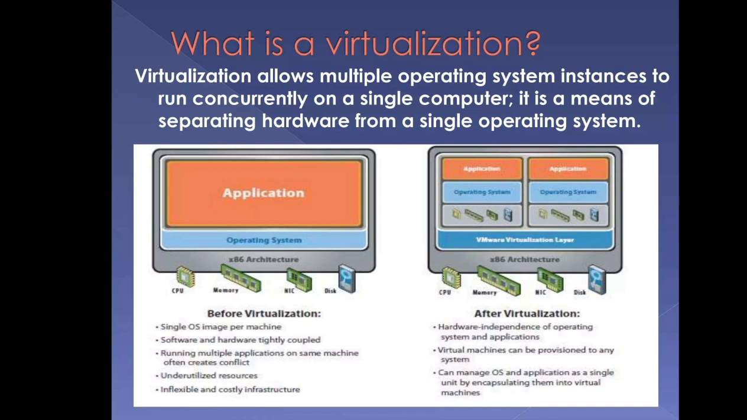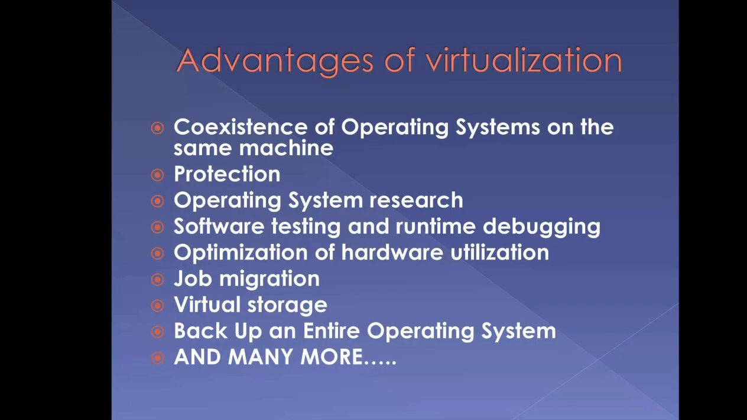But after virtualization, what happens? Hardware independence: operating system and application virtual machines can be provisioned to any system, and you can manage the OS and application as a single unit by encapsulating them into a virtual machine. Advantages of virtualization: coexistence of operating systems on the same machine, protection, operating system research, software testing, runtime debugging, optimization of hardware utilization, job migration, virtual storage, backup of the entire operating system, and many more.